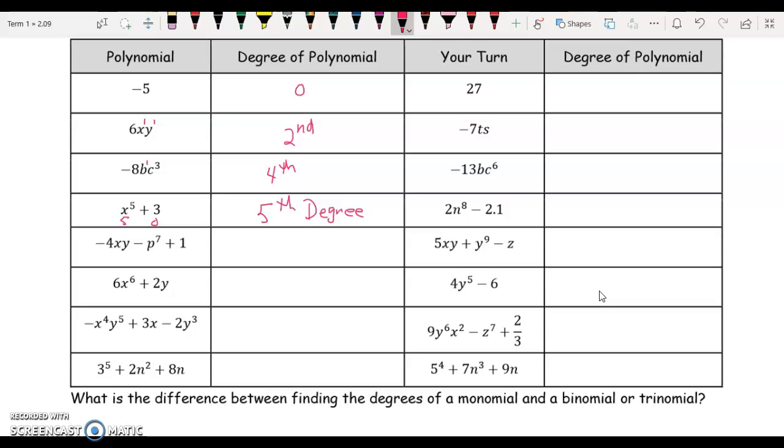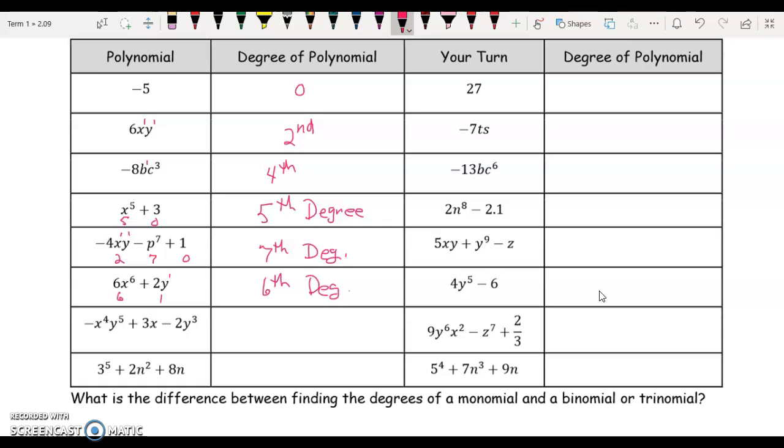All right, let's take a look at this one. We've got a degree 2, we have a degree 7, and a degree 0. So this one would be a 7th degree because the highest exponent on any term is a 7. The next one down has a degree 6 in the first term and a degree 1 in the second term. So this would be a 6th degree polynomial. Okay?